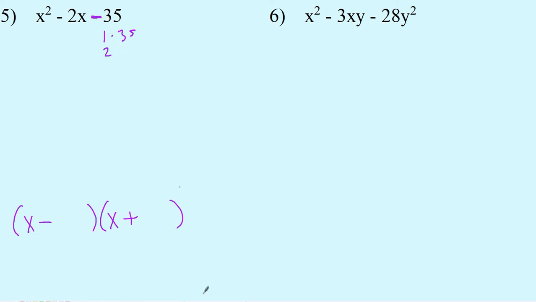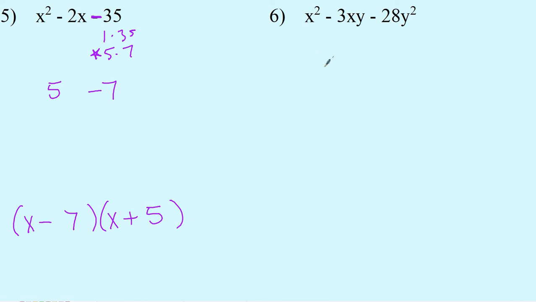Ooh, that was a little rough. I don't know why I thought 2 would be a good choice. Let's see, really all that's left is 5 and 7. So we know it's going to be 5 and 7. All right, it's got to be this one. To get negative 2, I would have to do 5 minus 7. So let's do negative 7 and positive 5.